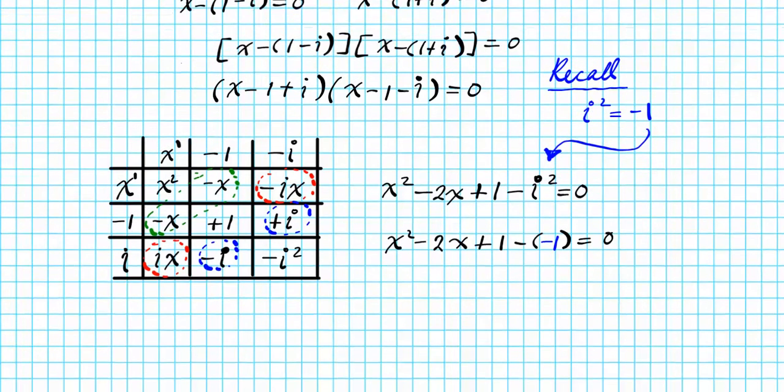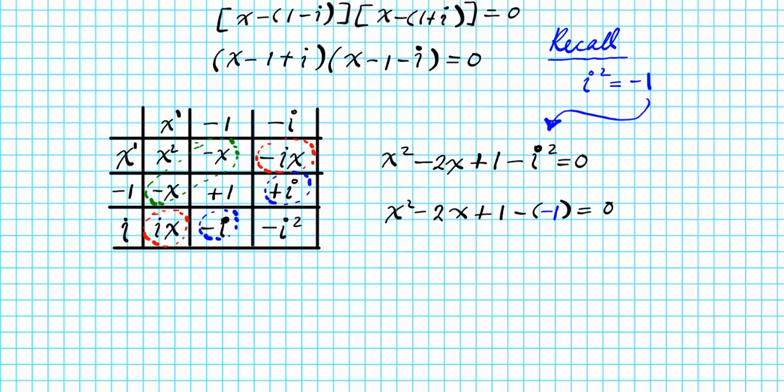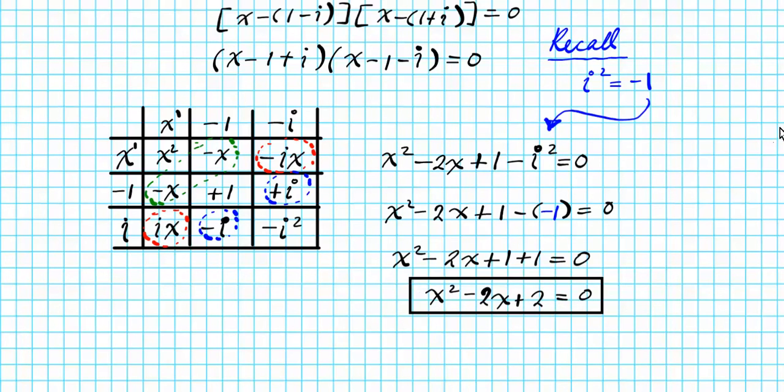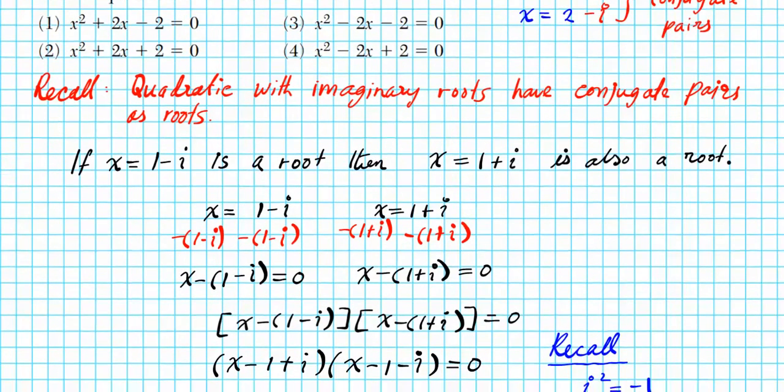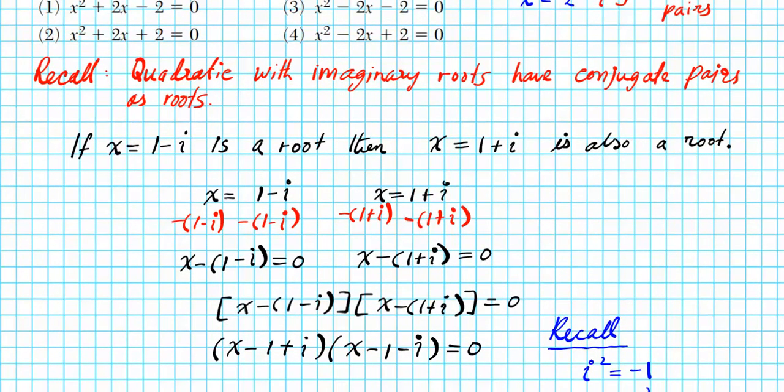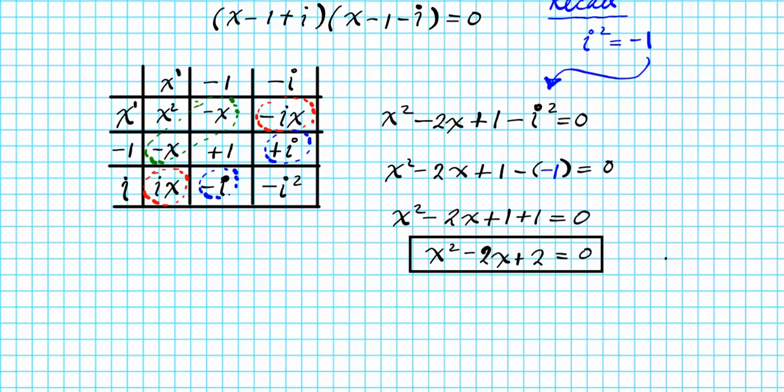Remember, anytime you have i with powers greater than 1, you have to reduce or simplify. So now we have x squared minus 2x plus 1 minus times minus becomes plus 1 equals 0. And then we have x squared minus 2x plus 2 equals 0 as the quadratic with the roots that were given, one of which is 1 minus i. Okay, so that was our final answer. Our answer is option number 4. Option 4 is the answer to question number 1.